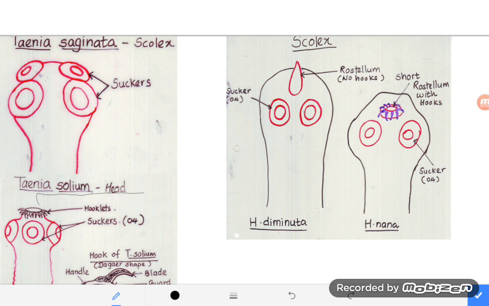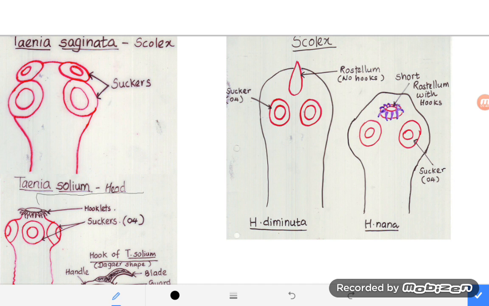So, another thing, when we consider Taenia solium and saginata, this is larger compared with Hymenolepis species. Here we can see the rostellum in diminuta, but here we cannot see the hooks, right. And here also we can observe the 4 suckers, and in the case of Hymenolepis nana, we can see 4 suckers and a short rostellum with hooks, 1 row of hooks. So these are the morphological features of the scolex of cestodes. So you have to remember this.